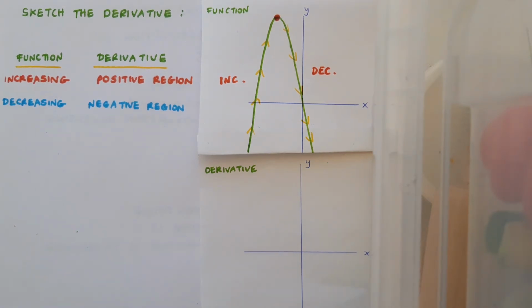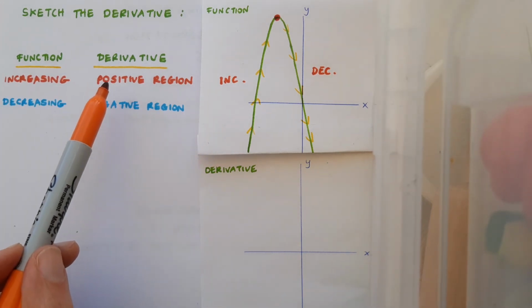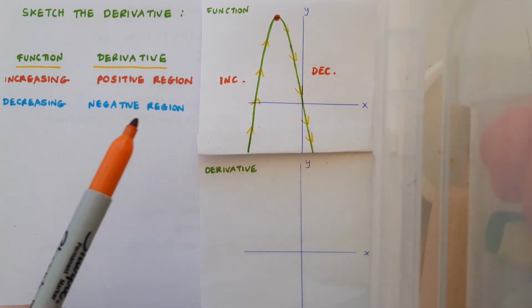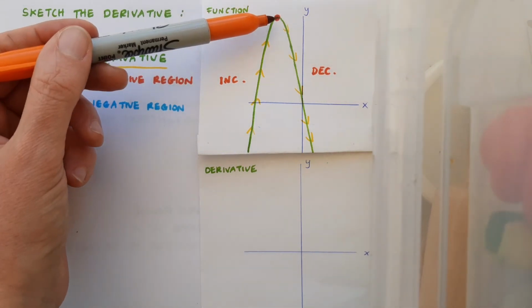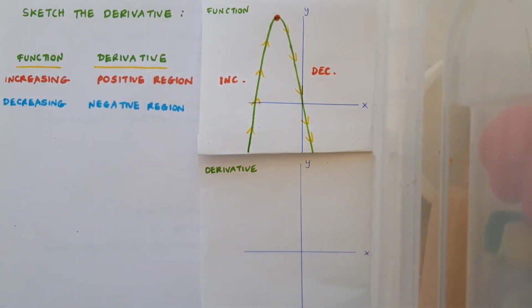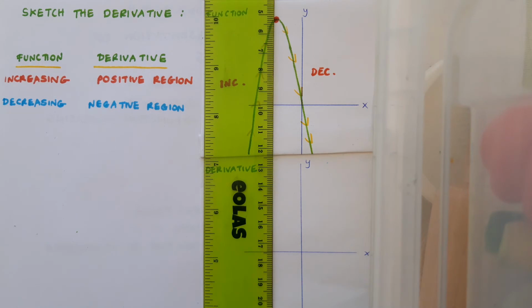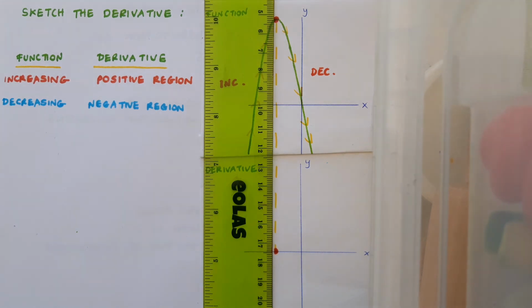Now let's remember that where the function is increasing, the derivative should be in the positive region. And where the function is decreasing, then the derivative should be in the negative region. And of course, the turning point is between the positive and negative region. It's just going to be on the x-axis. So just like before, I'll take my ruler and I'll drop a line from that turning point to the x-axis of the derivative sketch.